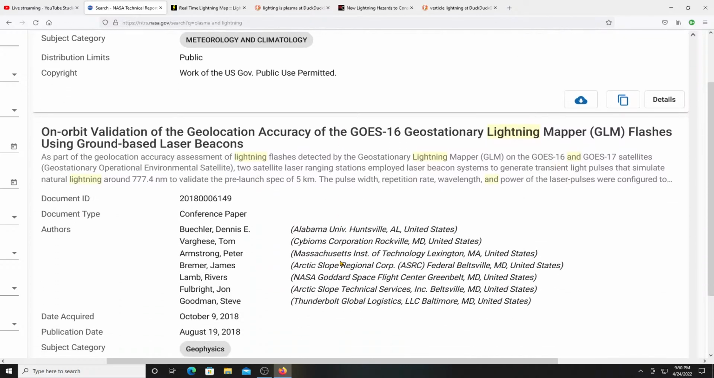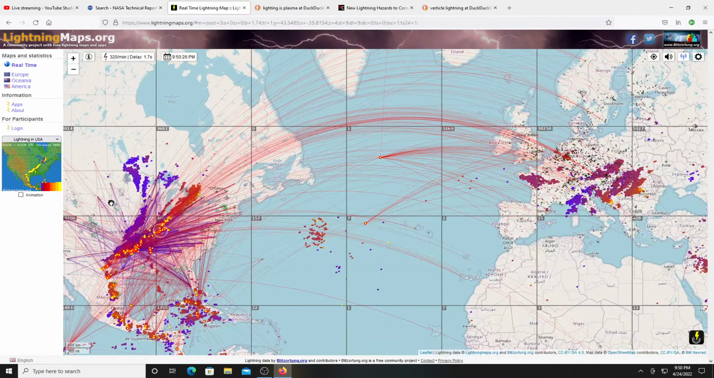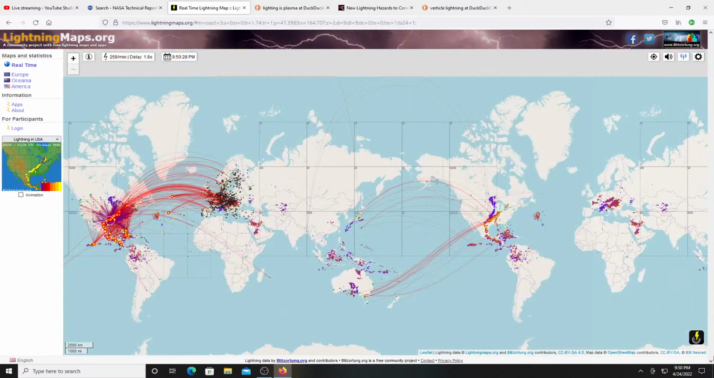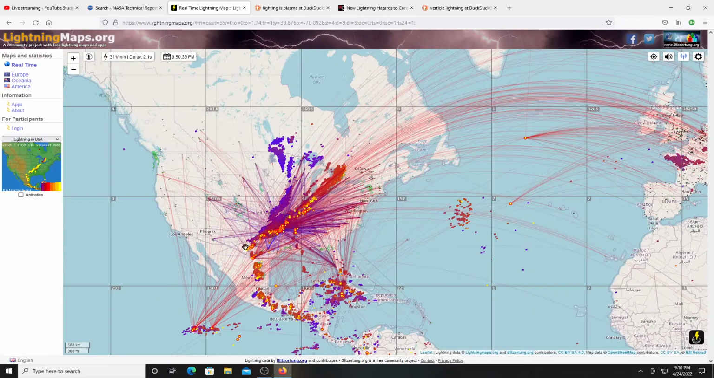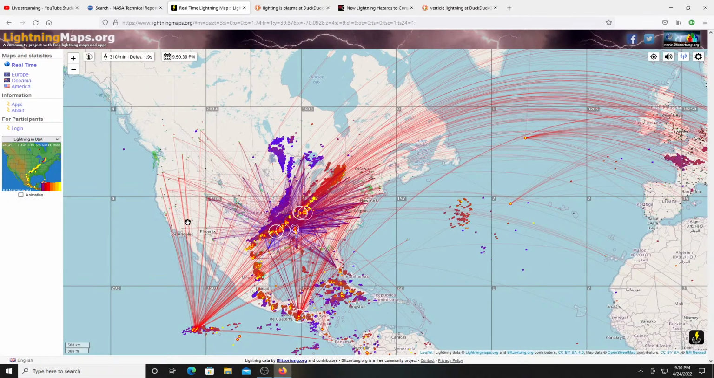Mosquito Lagoon. So, oh, look at this. There we go. We got the GO satellite lightning mapper flashes using ground-based laser beacons. Oh, okay. They got laser beacons. So, if the GO satellites have ground-based laser beacons, then perhaps these are ground-based laser beacons that are showing the lightning, but there's no lightning. There's no storms right there in all of these spots.